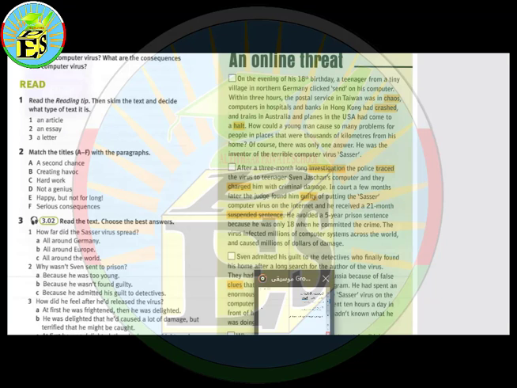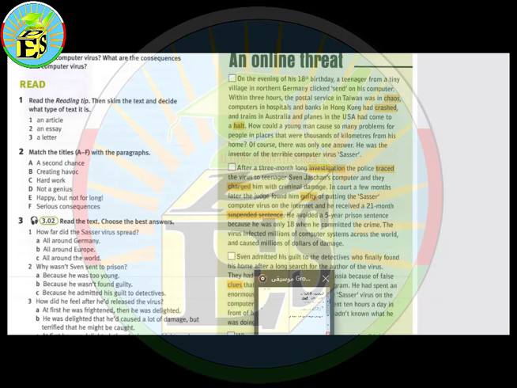On the evening of his 18th birthday, a teenager from a tiny village in northern Germany clicked send on his computer. Within 3 hours, the postal service in Taiwan was in chaos. Computers in hospitals and banks in Hong Kong had crashed, and trains in Australia and planes in the USA had come to a halt. How could a young man cause so many problems for people in places that were thousands of kilometers from his home? Of course, there was only one answer. He was the inventor of the terrible computer virus, Sasa.